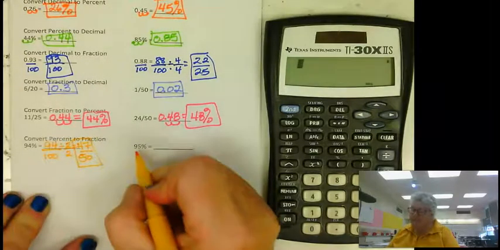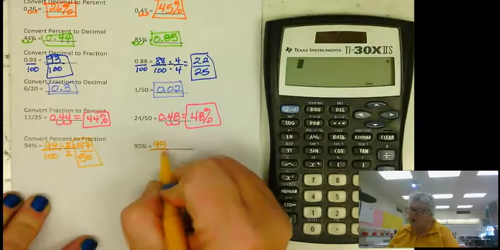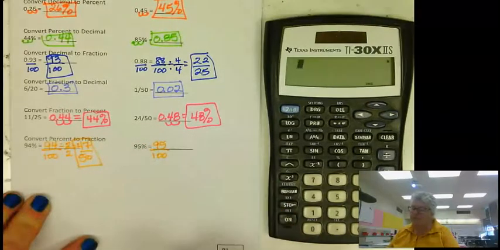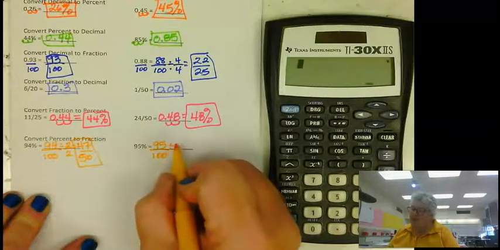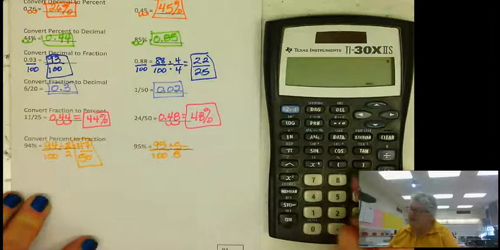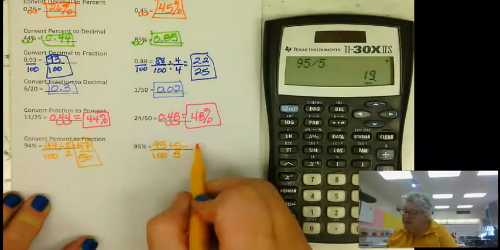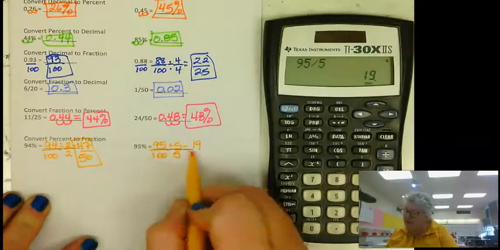Let's try one more time. 95% means 95 per 100. Well, I can divide both of those by 5, so 5 over 5 gives me, and I'm going to use this, 95 divided by 5 equals 19, and 100 divided by 5 is 20.